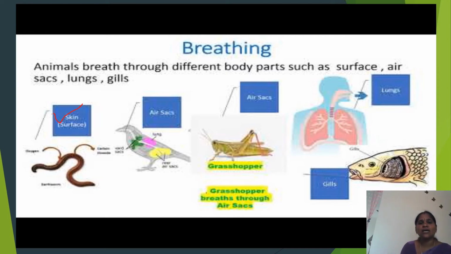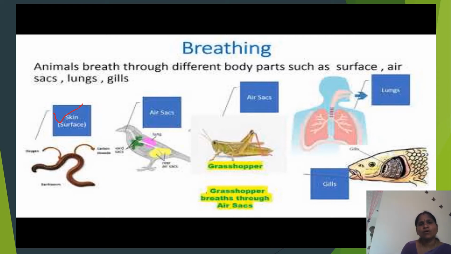So what are those animals? Like earthworms. Earthworms will breathe through the moist skin. Did you observe the skin of those earthworms? It will be like wet. So with the help of that moist skin, the earthworms will breathe.